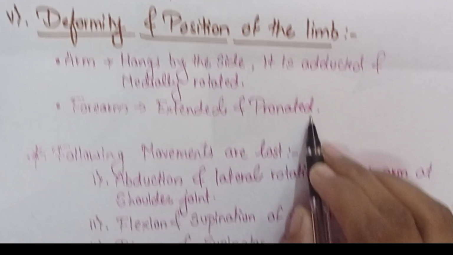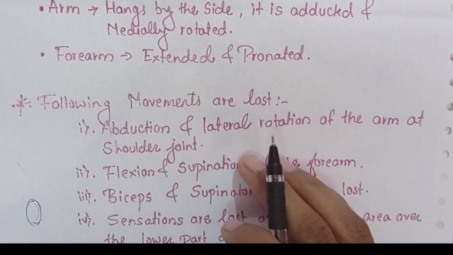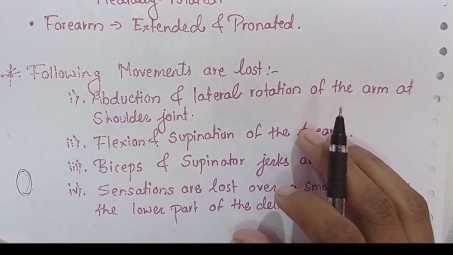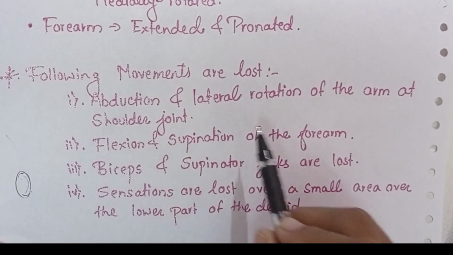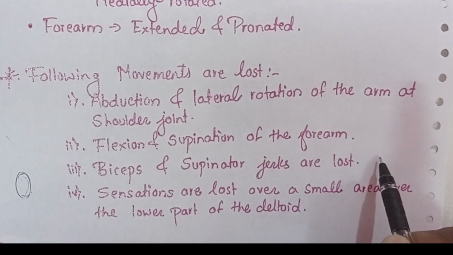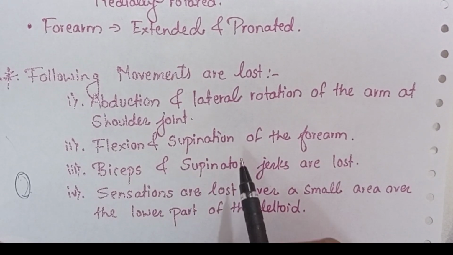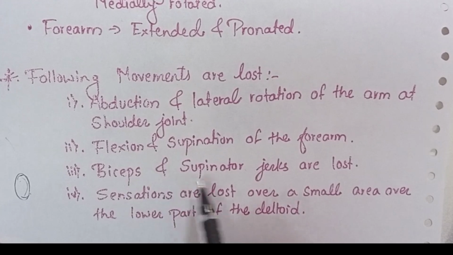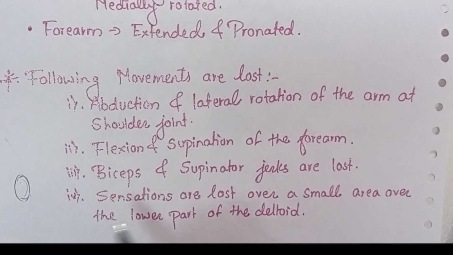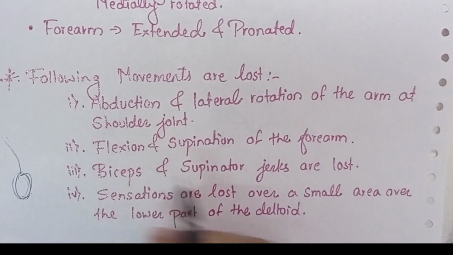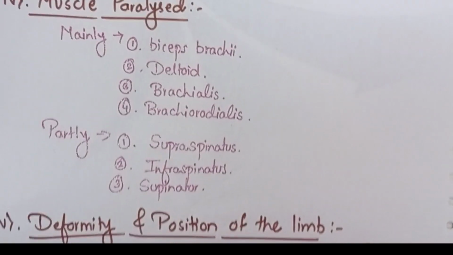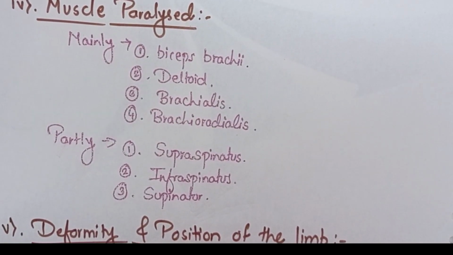Next, the movements that are lost that we have to remember are abduction and lateral rotation of the arm at the shoulder, and flexion and supination of the forearm. Biceps and supinator jerks are lost, and sensation over the lower part of the deltoid has been lost. In this way, we have studied Erb's paralysis in detail.